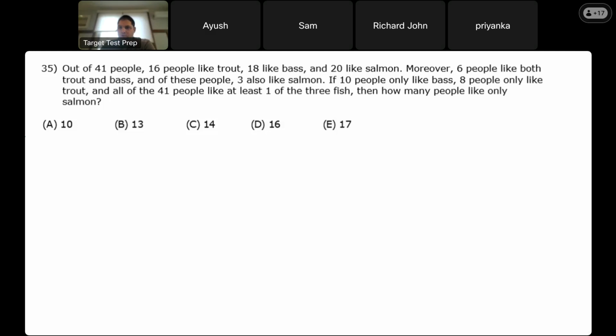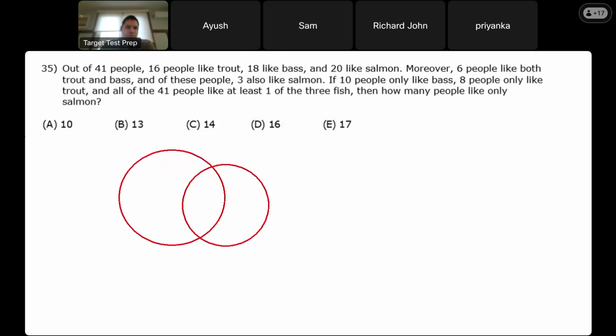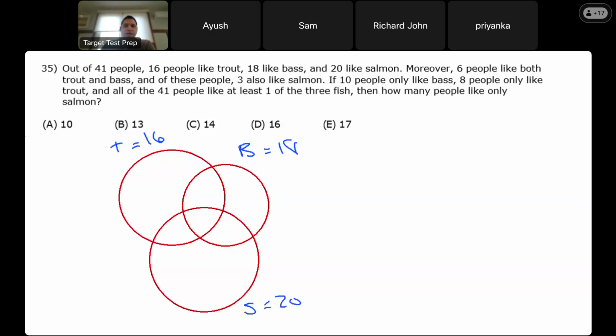All right, cool. So it looks like a lot of you guys got the right answer here. So again, it's very similar. We're basically drawing our circles. So let's say that trout is 16, bass is 18, salmon is 20. 6 like both trout and bass, and of these 3 also like salmon.